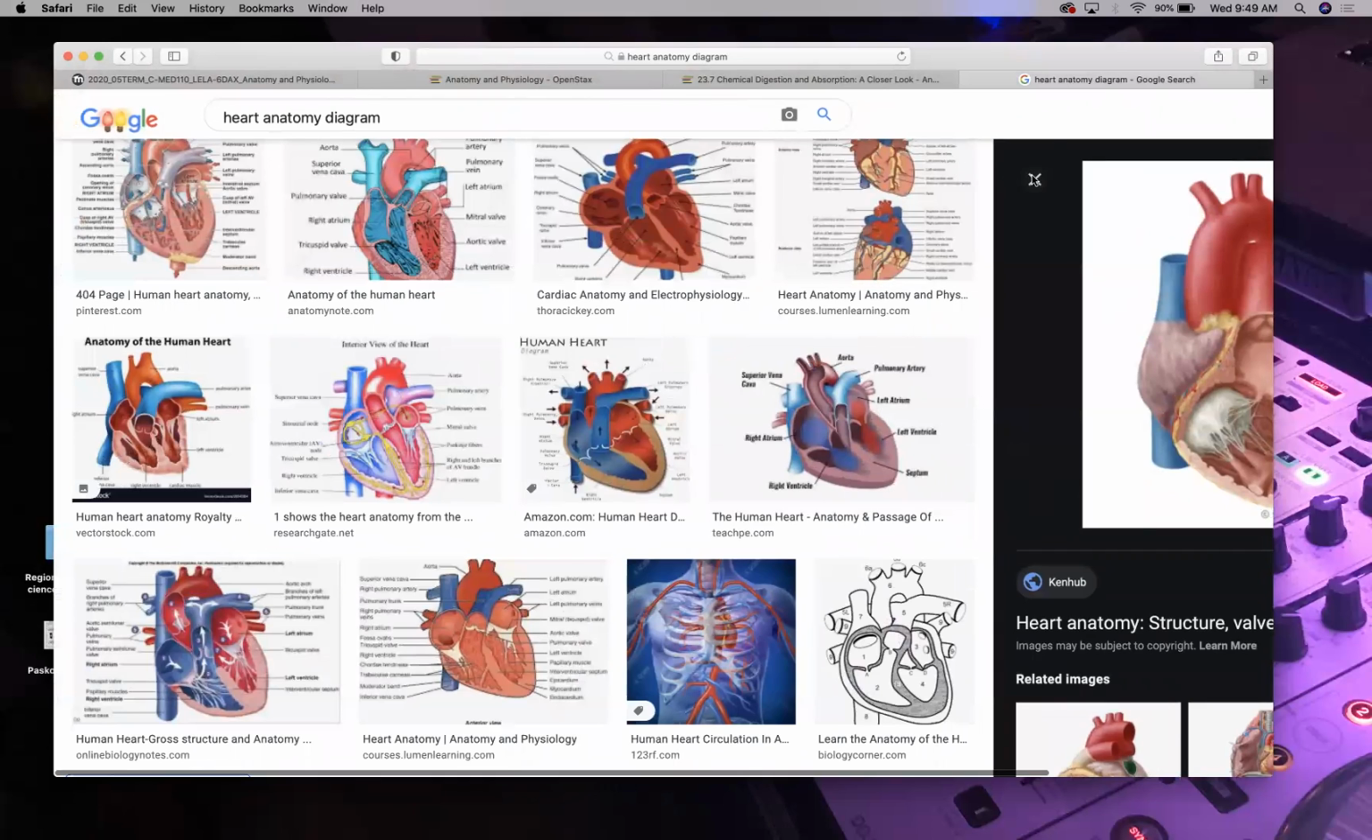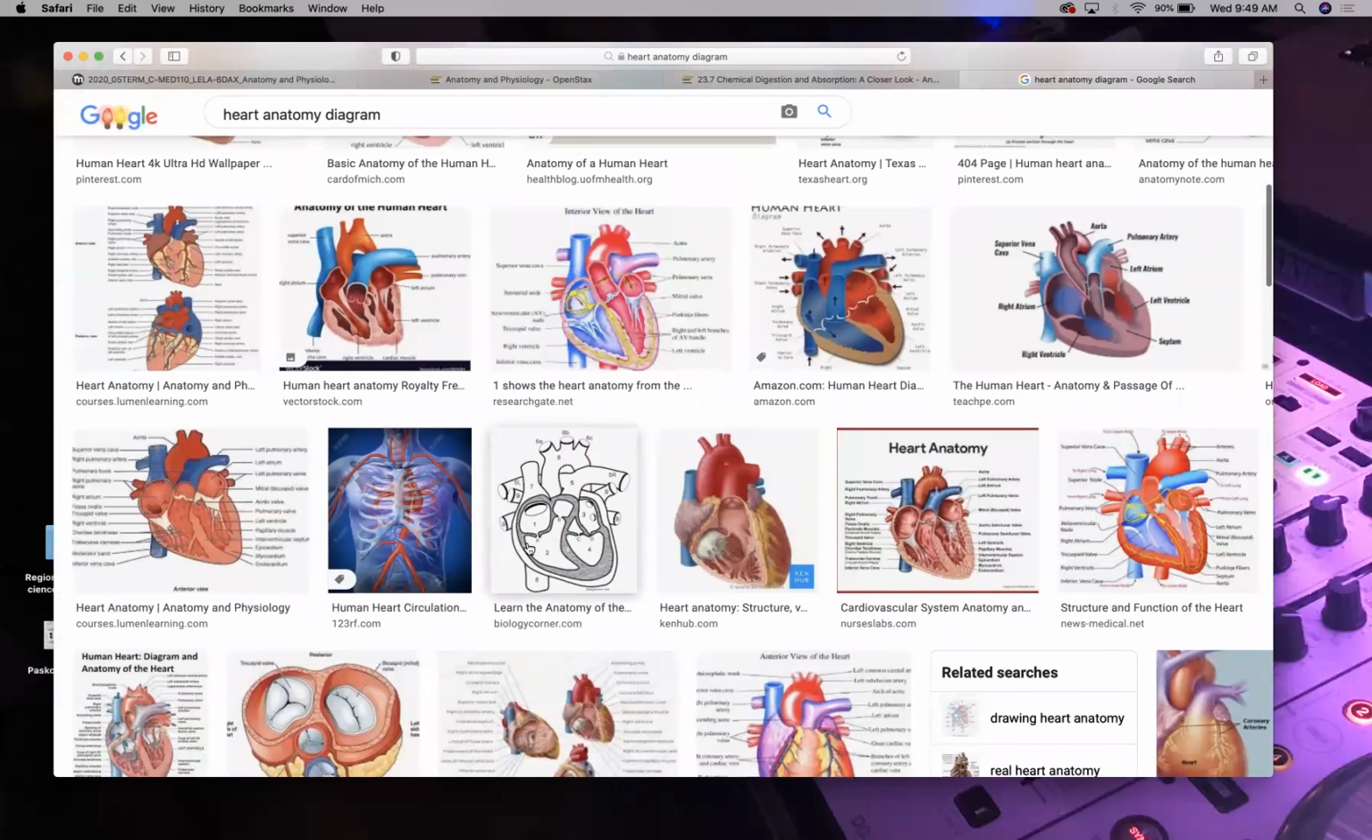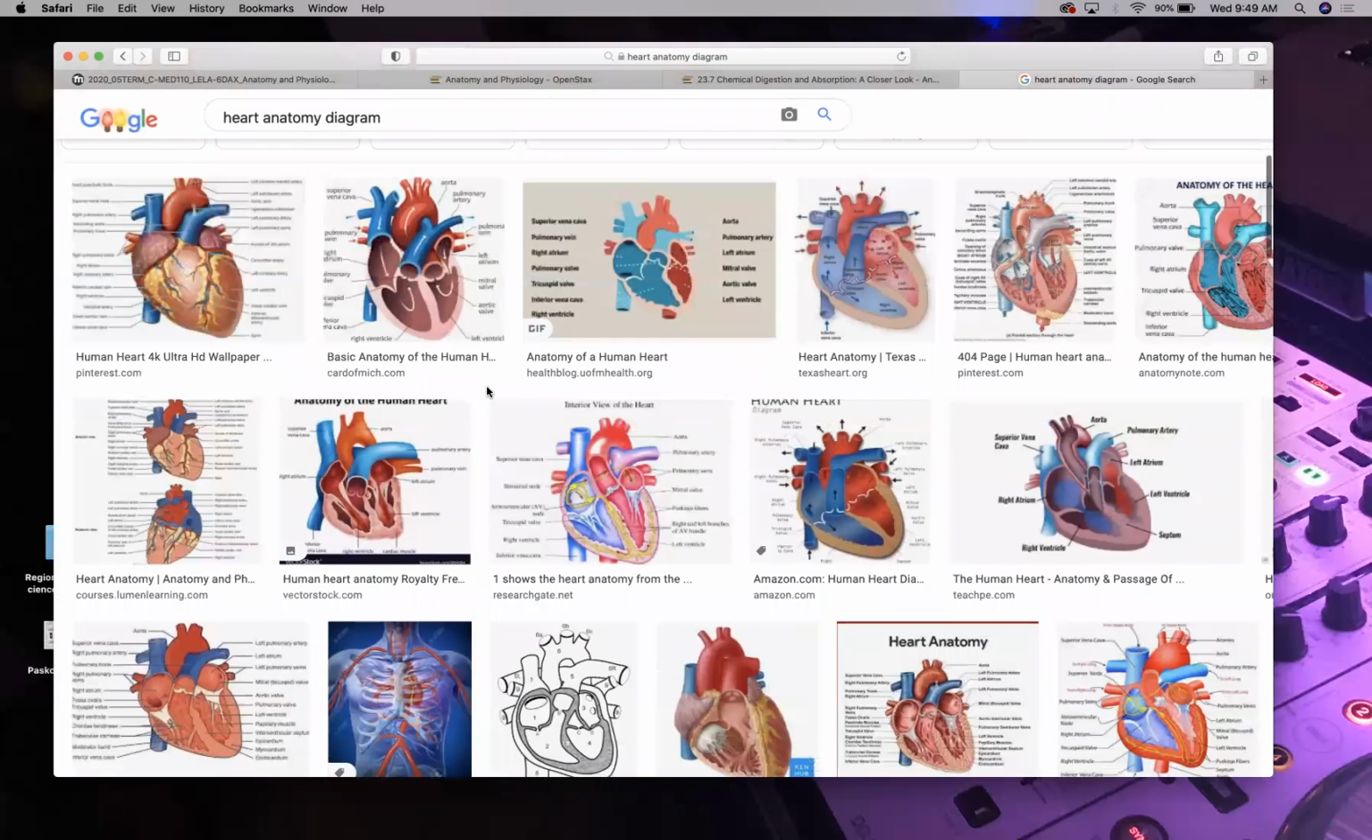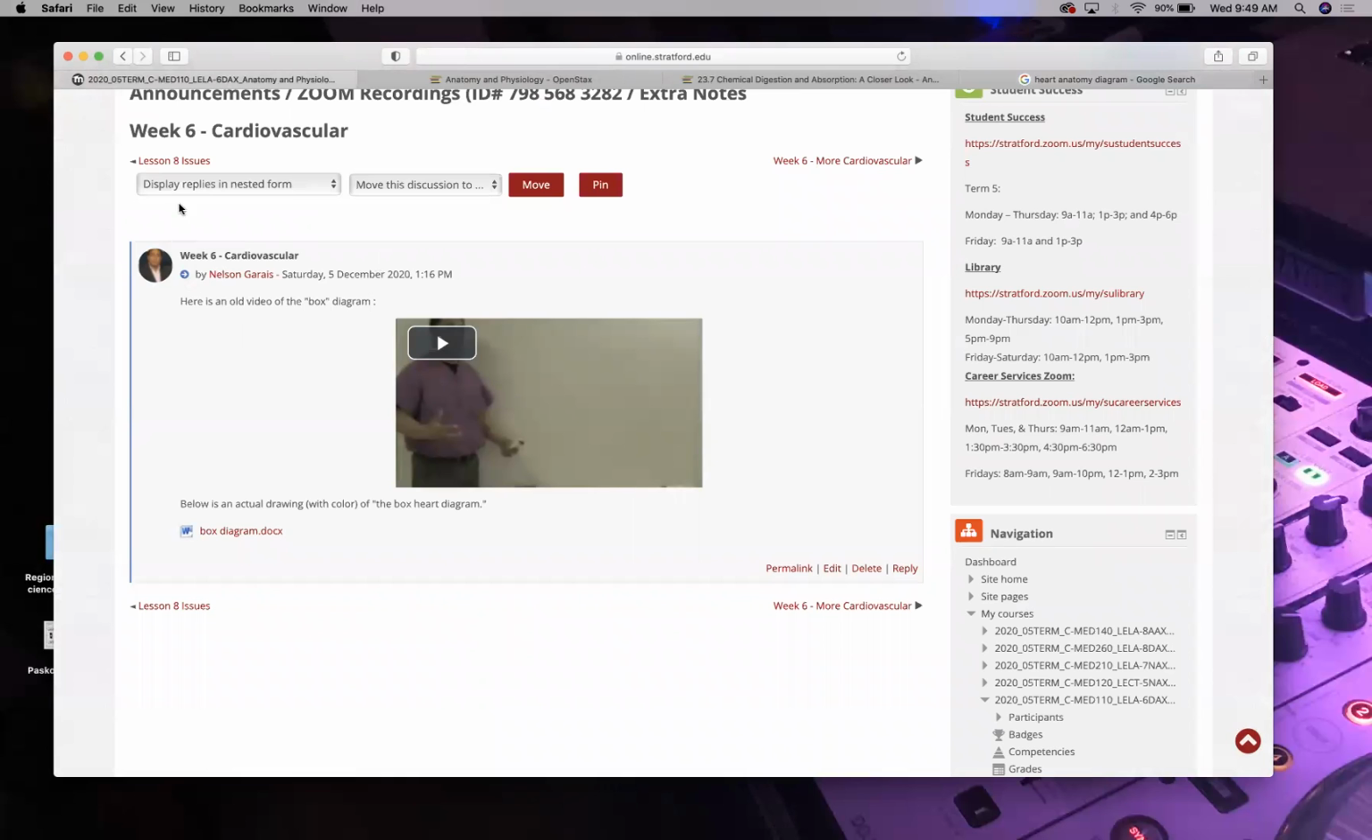So, I won't give you a diagram like this. I'll give it to you in color. And I'll even leave some of the labels on to give a little bit of a hint. But you know what? You guys are big girls and boys. You should be able to deal with that.